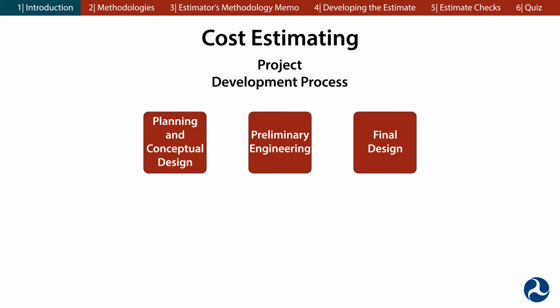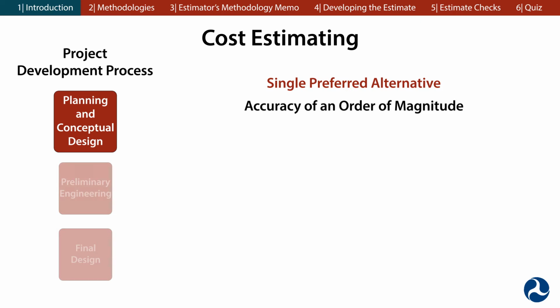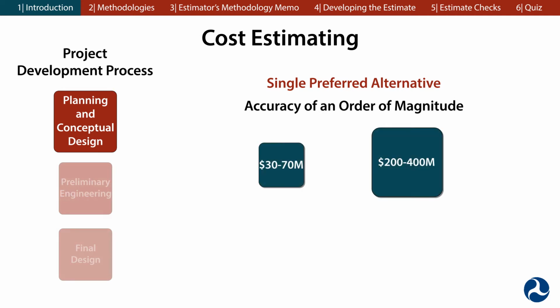In the planning and conceptual design phase, as alternatives are screened out and a single preferred alternative is selected, the cost estimate should have an accuracy of an order of magnitude. That is, knowing if a project will cost in the tens of millions or hundreds of millions of dollars. At this point, decision makers use the cost estimate along with the estimated benefits of the project to determine whether or not to fund the project.